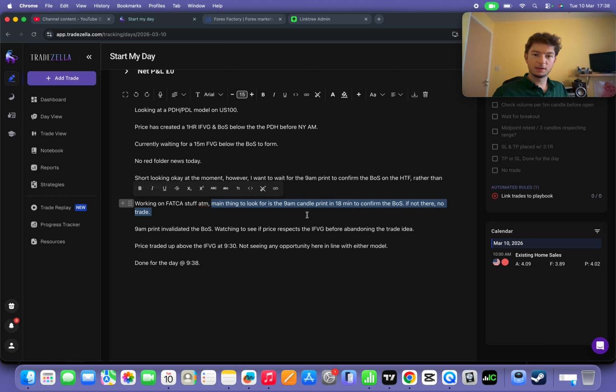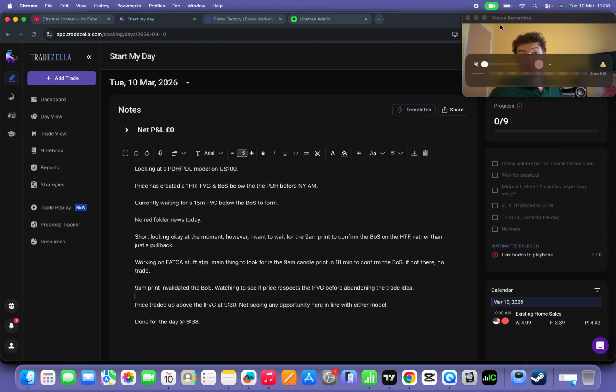And yeah, main thing to look at is for this 9 a.m. candle print, 18 minutes to confirm the breaker structure. If not there, no trade. 9 a.m. print invalidated. Watching to see if price respects the inverse fair value gap before abandoning the trade idea. Price traded up above the inverse fair value gap at 9:30. Not seeing any opportunity here in line with either model. Done for the day by 9:38.